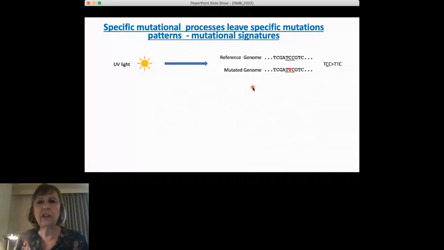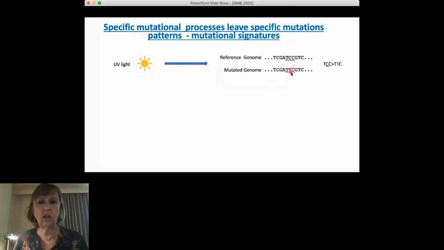One of the important observations related to mutations caused by either environmental processes or cellular processes is that specific mutagenic processes often lead to specific mutational patterns. For example, UV light gives a characteristic mutation pattern where C is mutated to T in a context-specific way. Specifically, if C is preceded by T, then the C to T mutation happens more frequently.